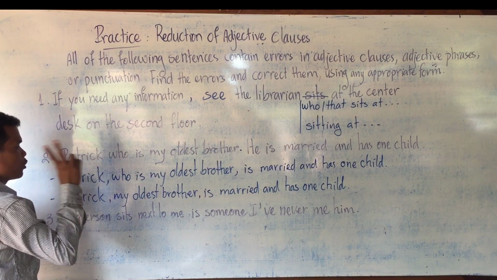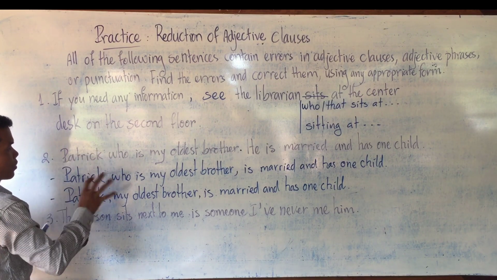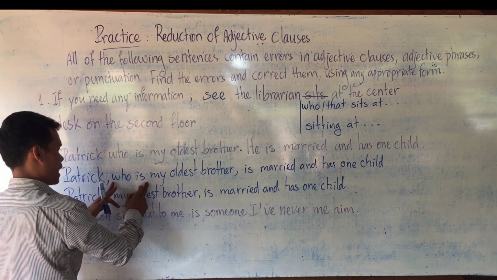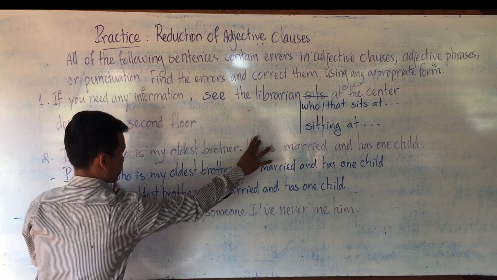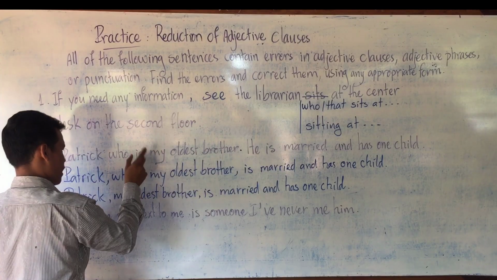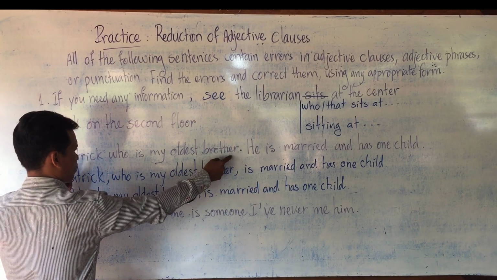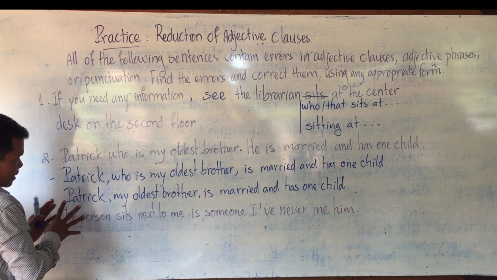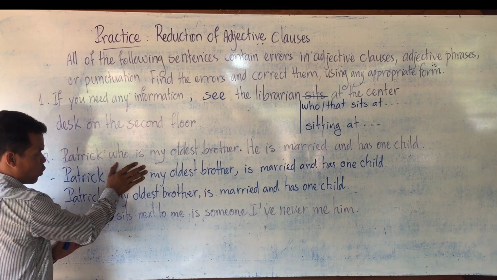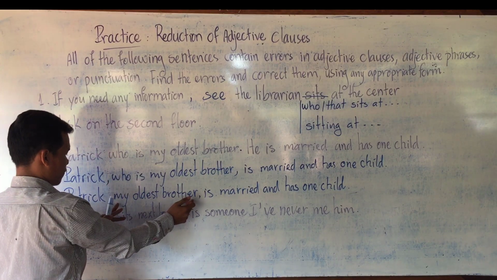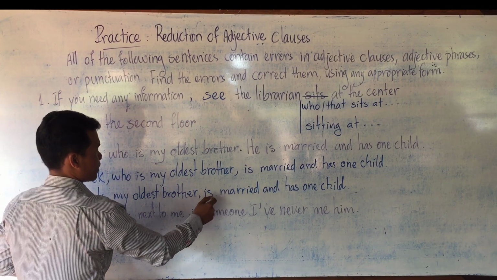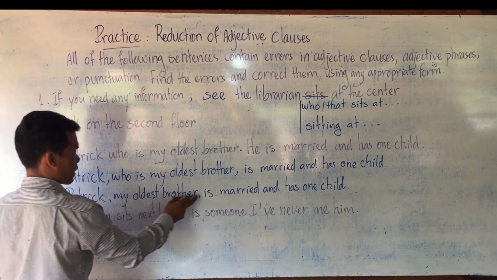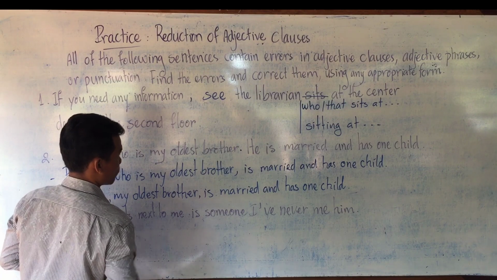For number 2, we have 2 ways in order to correct the error. One is that you have to use a comma here and delete he in order to combine the two. Actually, this is not a sentence, it is only a phrase, so we have to combine it into one sentence. The other way is that we delete who is, and then it becomes an appositive. Then he is deleted. We can write: Patrick, my older brother, is married and has one child.